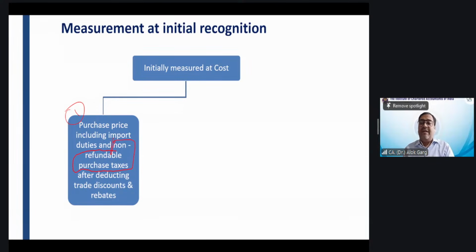You are right, Samanathan. 1 lakh rupee value of the laptop plus 40,000 rupee import duty. The 20,000 rupees, since it is refundable and inputable, will not become the cost of the laptop. You are absolutely right. 140 is the cost of the laptop. Now, what if the company is not eligible to claim the 20,000 rupees of GST credit?